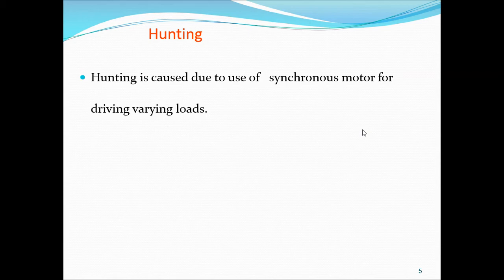So in this chapter, we will cover how hunting is produced, what the disadvantages of hunting are, and how we can prevent it. What are the methods? What are the effects of this hunting?